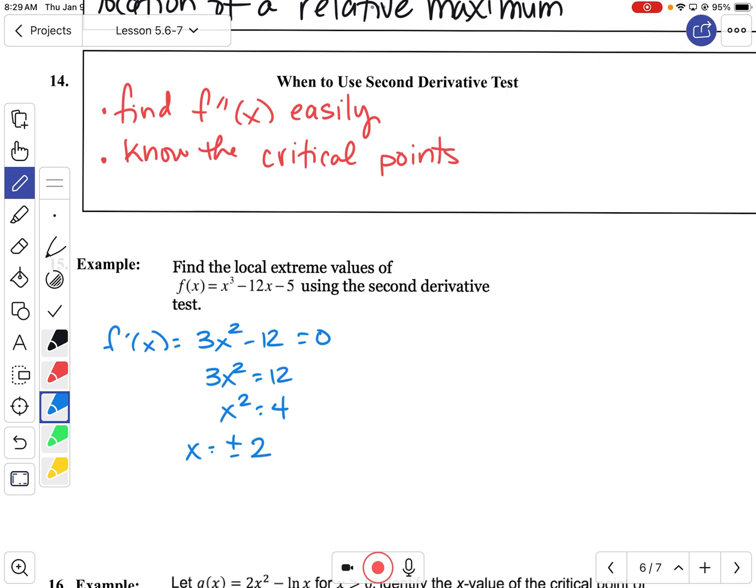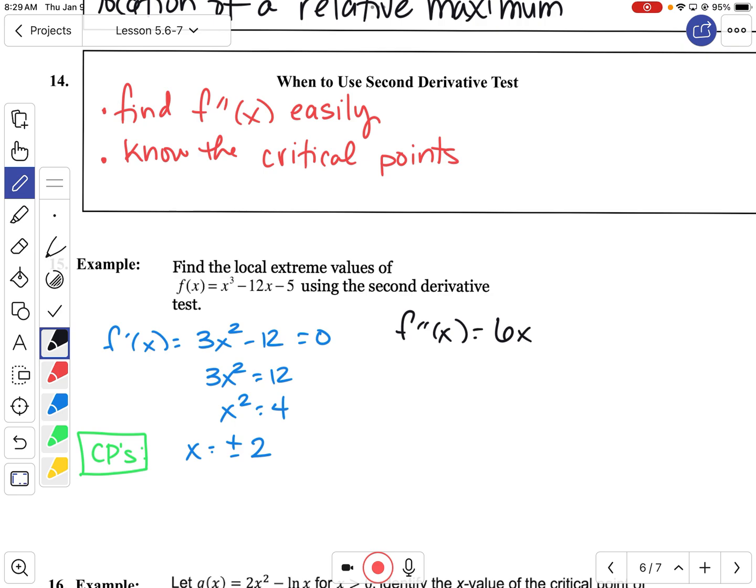So these are my critical points. All right. If we're using the second derivative test, what would be the next thing we need? The second derivative. Okay. So let's find f double prime. And it's an easy one. F double prime of x is just 6x.